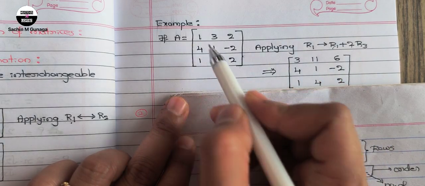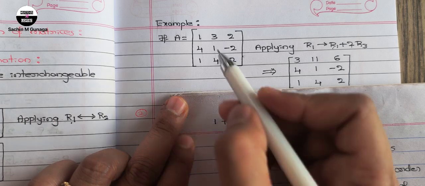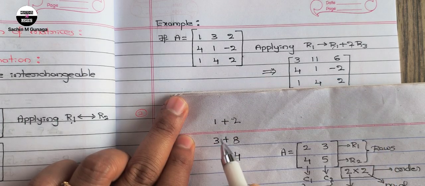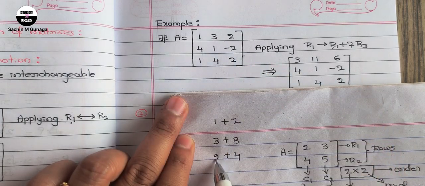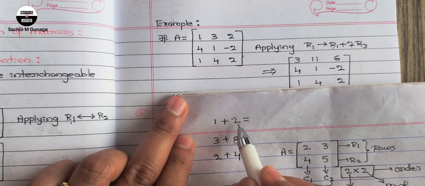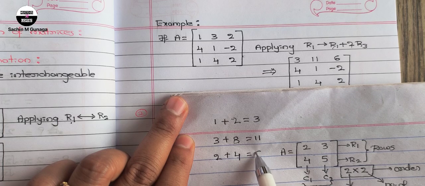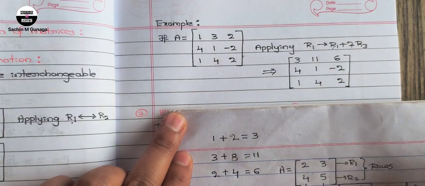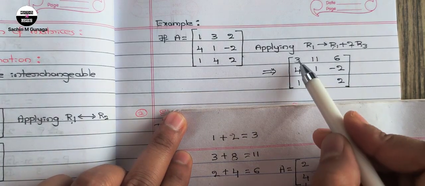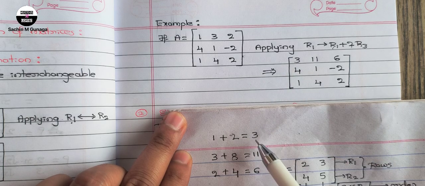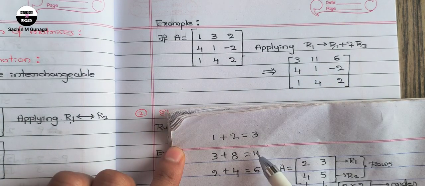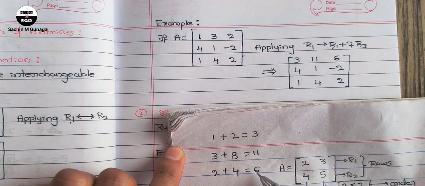What is the R1 element? First element is 1. Second element is 3. And the third element is 2. Therefore, 1 plus 2 becomes 3. 3 plus 8 becomes 11. 2 plus 4 becomes how much here? 6. Therefore, we can see the first row, that is 3, 11, 6.